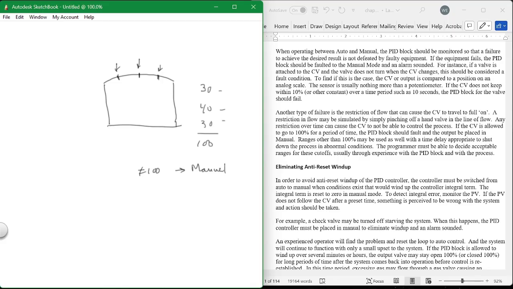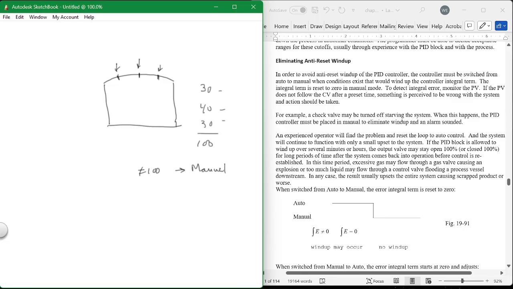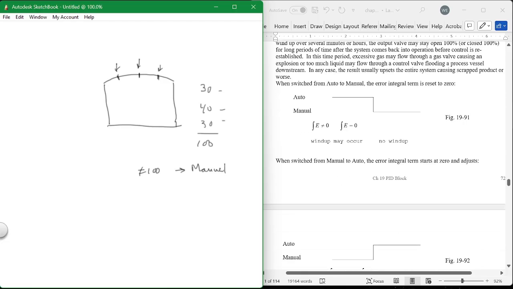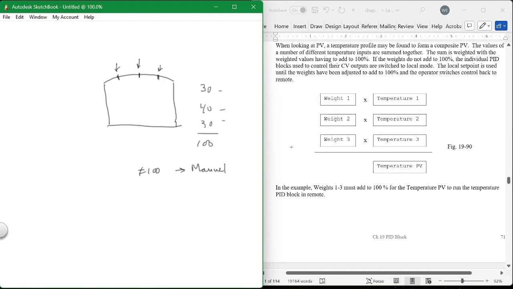Okay, so anti-reset windup is the situation where you have an error, and it's like winding a watch over and over and over. You get it really tight, and the integral of the error becomes very, very high. And when you release the error, it takes forever for it to come back to stability.